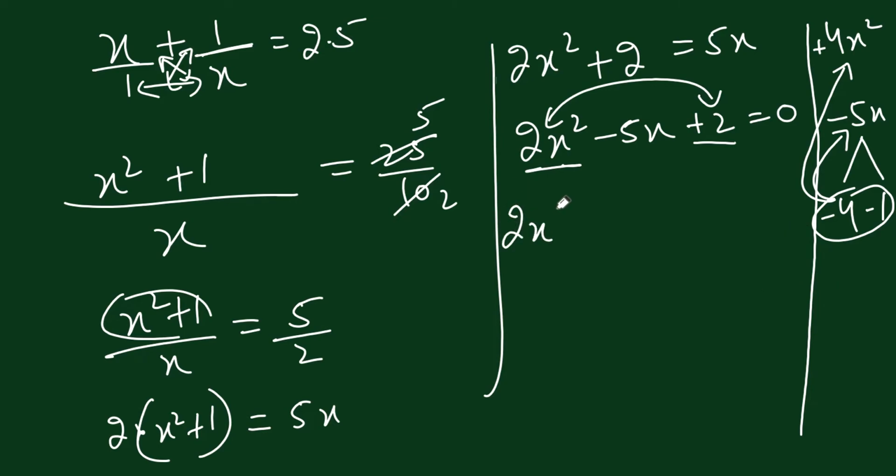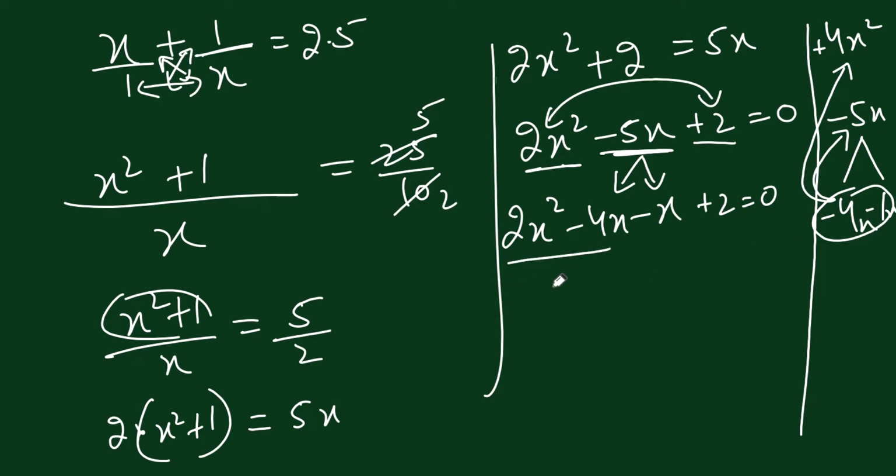So 2x square minus 4x minus 1x plus 2 is equal to 0. Even if we don't write 1 here, it's not needed. When we write only x, it means 1x only. So in place of 5x, we wrote minus 4x minus 1x, because here it's 4x and 1x.